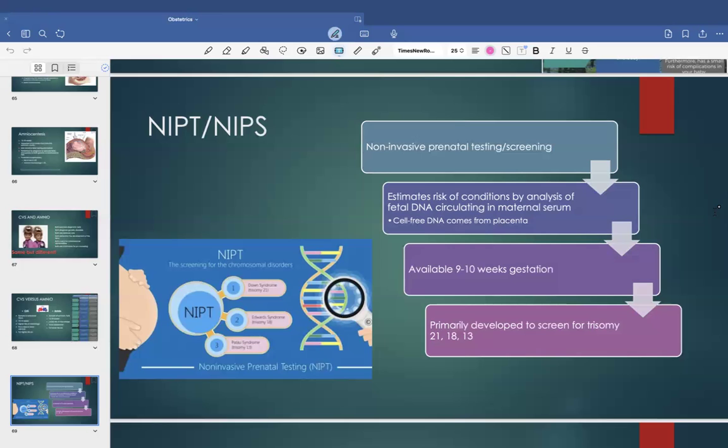And you can do this without harming the fetus, without risk of miscarriage, and without risk of an amniotic fluid leak. It was primarily developed to screen for trisomy 21, 18, and 13.